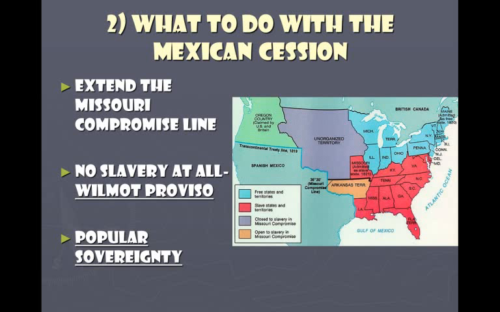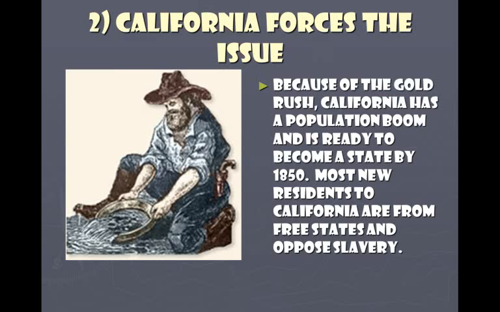Something changes that plan drastically, and that something is the California Gold Rush. This is still part of the second cause. When California finds gold in 1849, tons of people move there very quickly. And by 1850, California has enough population to become a state. They thought they wouldn't have to deal with this slavery issue quickly, but because of the California Gold Rush, they have to make some quick decisions.